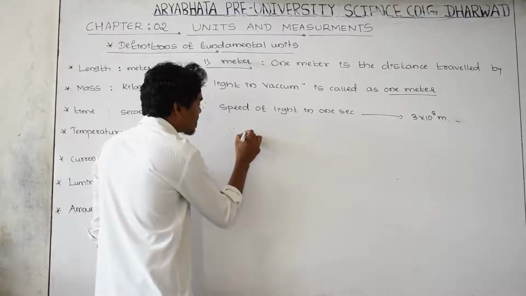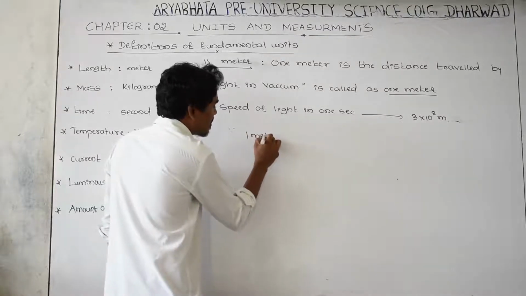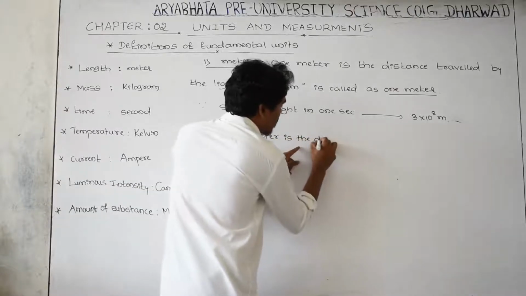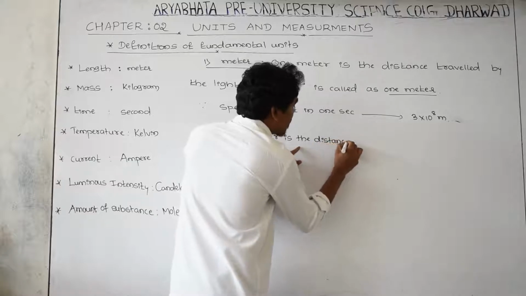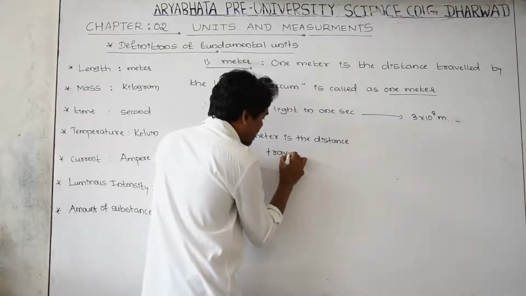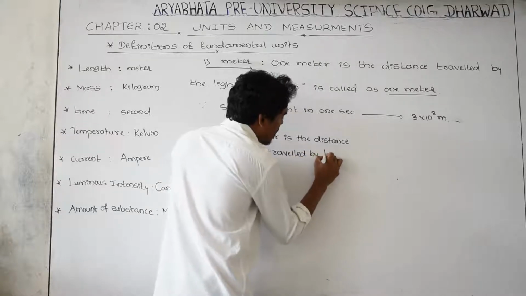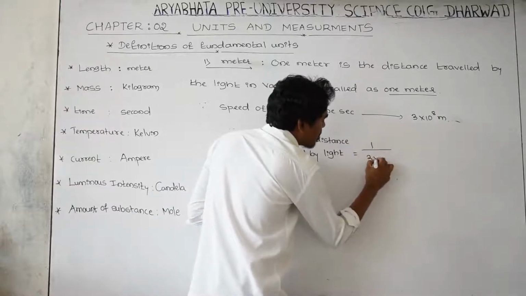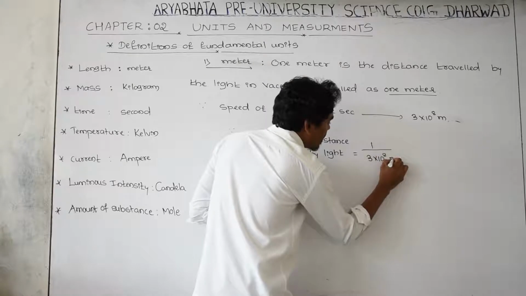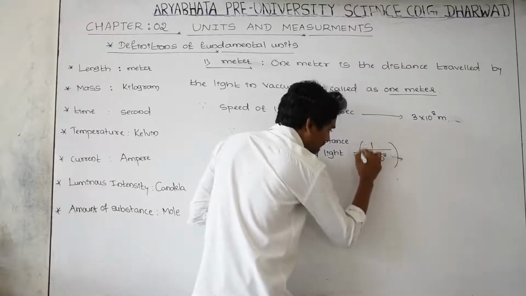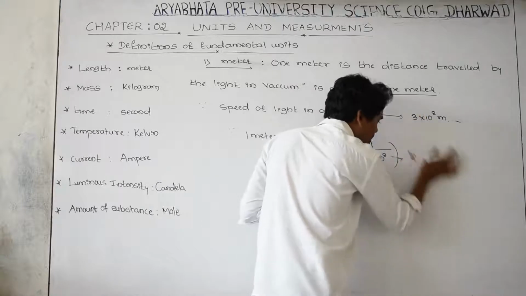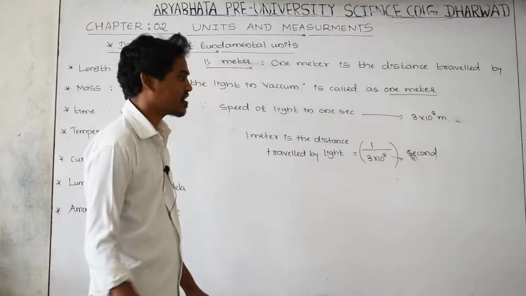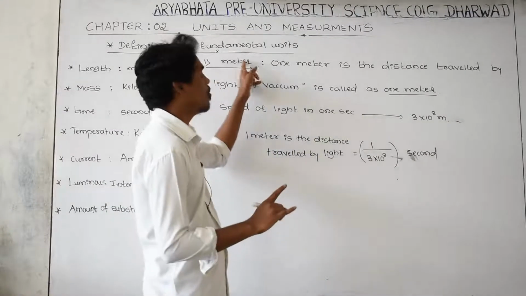Therefore 1 meter is the distance travelled by the light in how much time? That is 1 divided by 3 into 10 to the power of 8 second. In this much time, how much is the distance travelled by the light? That is exactly equal to 1 meter.